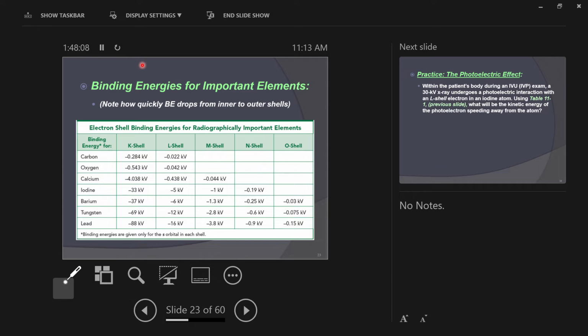Okay, carbon, let's say, we'll just say -2 keV holds it in place in the K shell. -0.02 keV holds the L shell electrons in place. There is less energy holding these in place than there is these. Okay, these are the closer ones, the K shell, and these are further away.